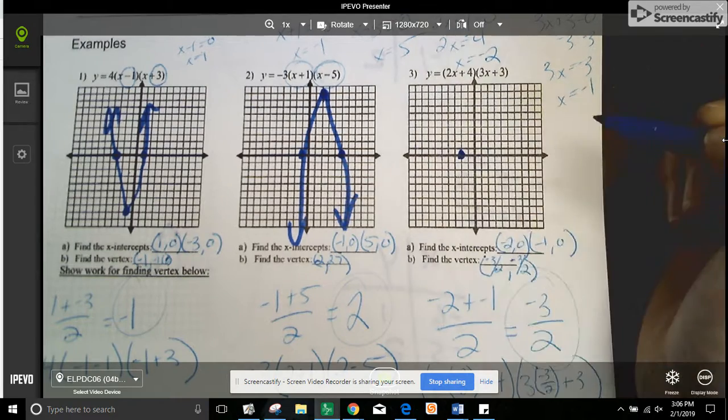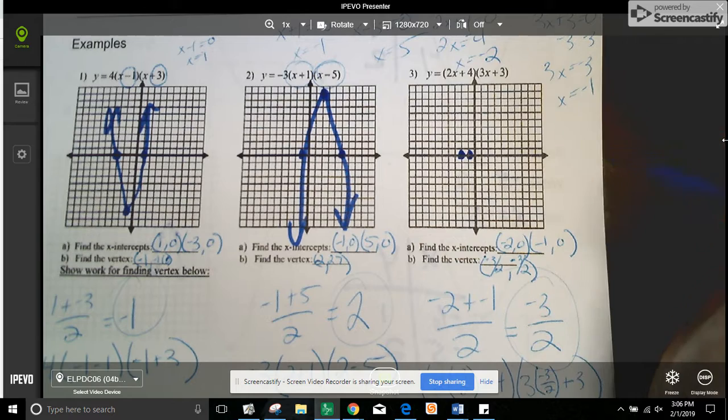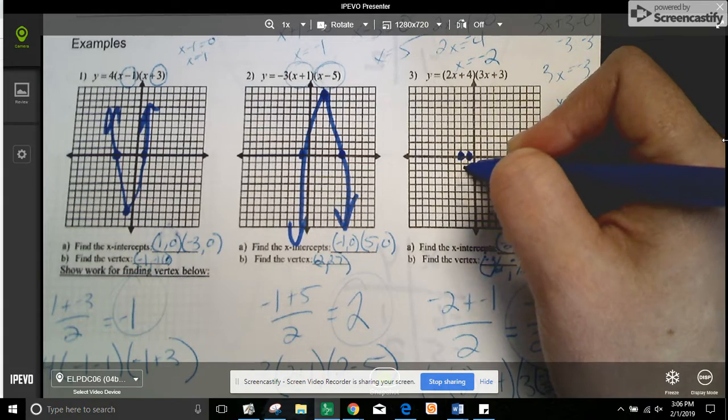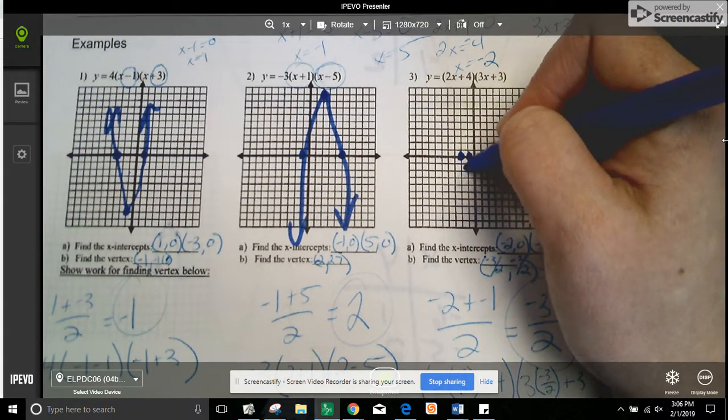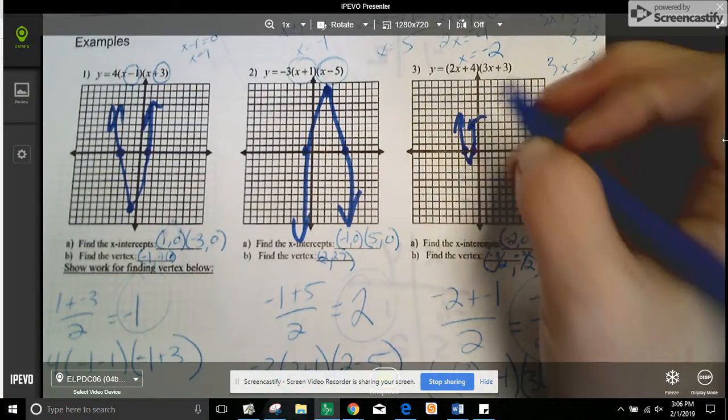Thank you. Negative 2, 0, negative 1, 0. And then I have negative 1.5, negative 1.5, so somewhere here. This one's a little awkward. There you go.